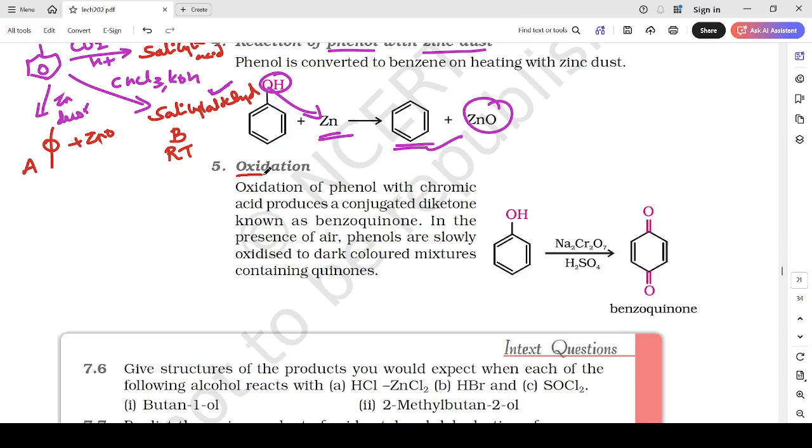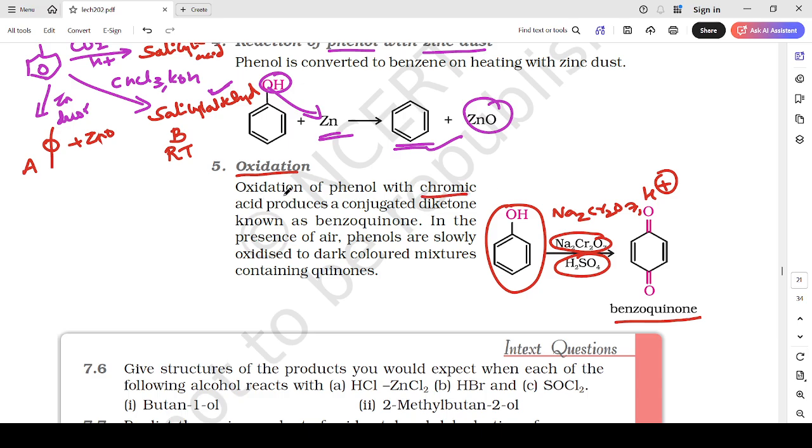Next, the reaction is an oxidation reaction. You have phenol. You treat this phenol with dichromate and sulfuric acid. In other words, I'm treating with sodium dichromate in the presence of H+ acid medium. It's a very powerful oxidizing agent which leads to the complete oxidation of this reactant to form benzoquinone. Oxidation of phenol with chromic acid produces a conjugated diketone. This is a diketone. I can see 2 ketonic groups are there. They are in conjugation as well. So it's a conjugated diketone called benzoquinone.